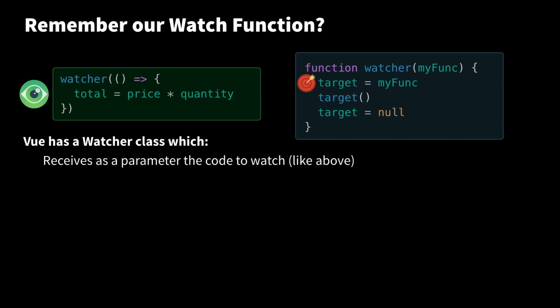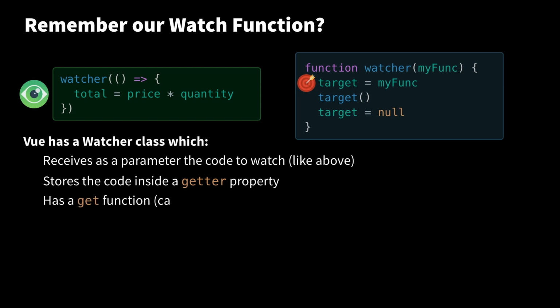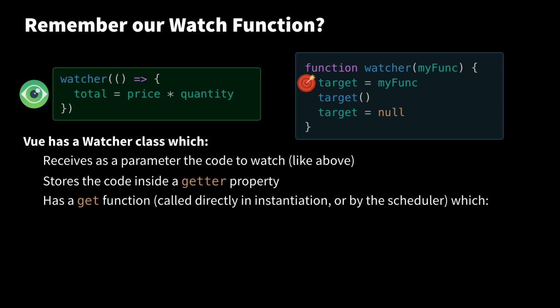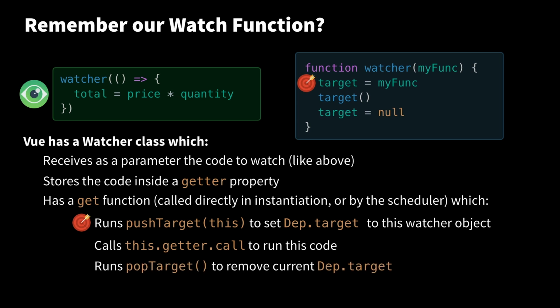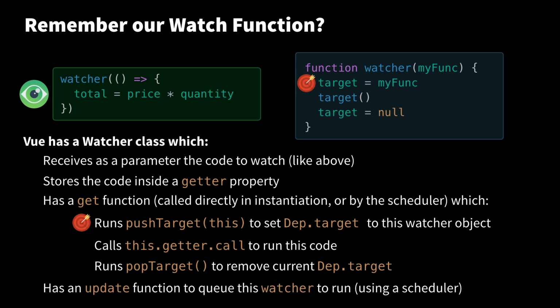It receives as a parameter the code to watch, just like our watch function. It stores the code inside a getter property. It has a get function, which is called in instantiation or by the scheduler, which runs pushTarget to set the dep.target for this watcher object, to set the target. It calls this.getter.call to run the code. It runs popTarget to remove the current dep.target. And it also has an update function to queue this watcher to run using a scheduler.